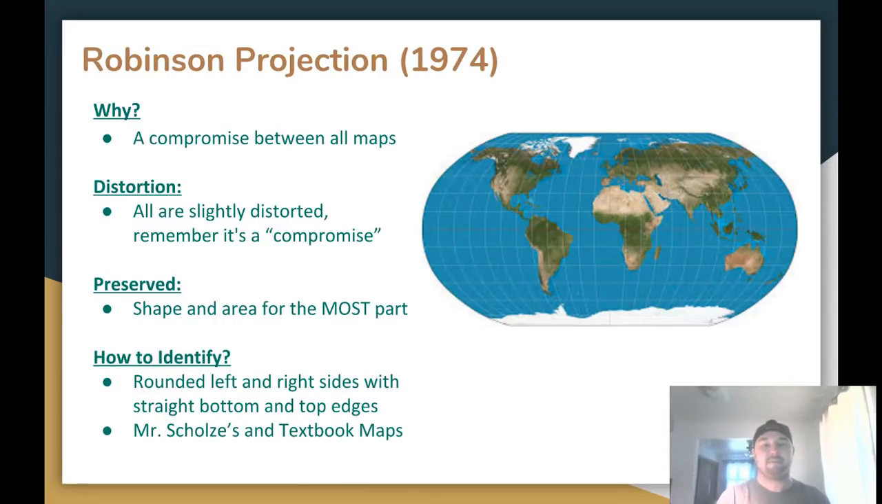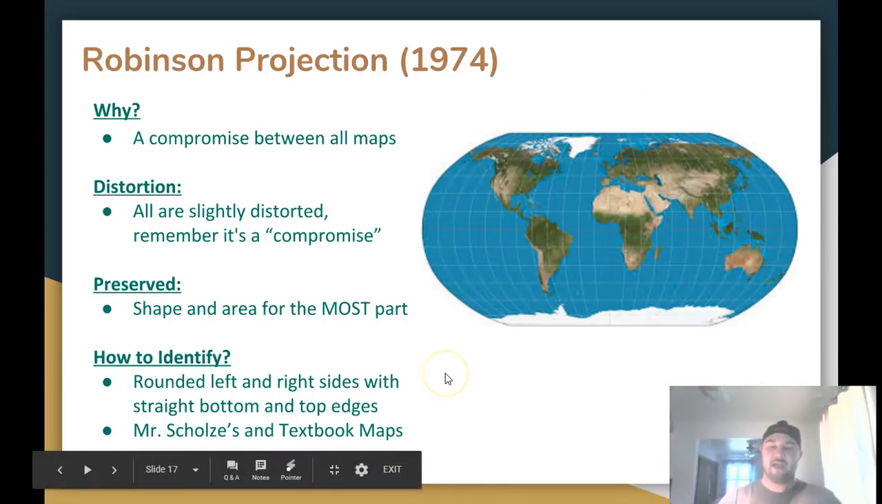The next one is the Robinson projection. This is the one you're going to see on my wall, and in school. Nothing is perfect on this map. It distorts everything a little bit, but it's more of a compromise. So you're never going to see anything perfect on this map, but it looks pretty close to the size, shape, distance, and direction of the globe. The way I remember it is it has two rounded edges, but it also has two flat edges as well.